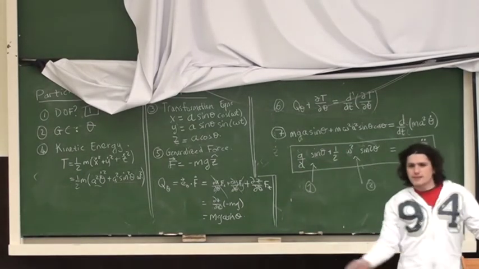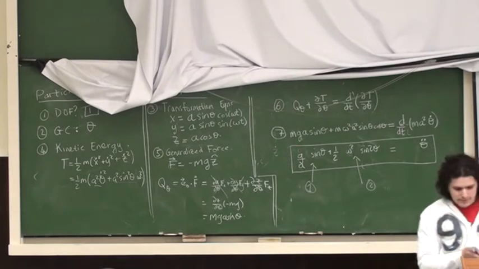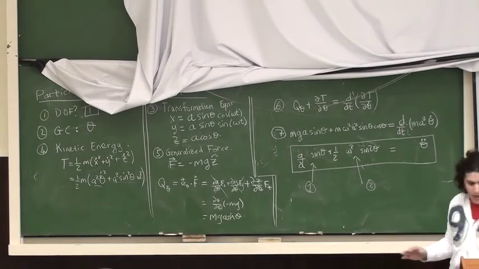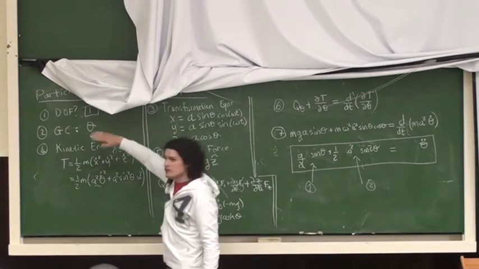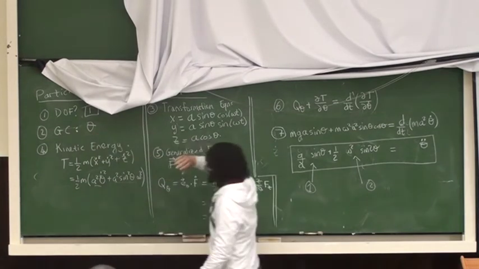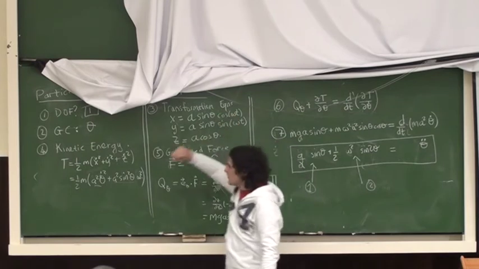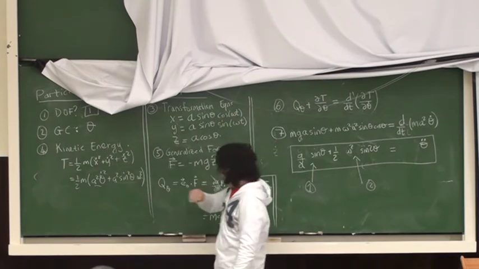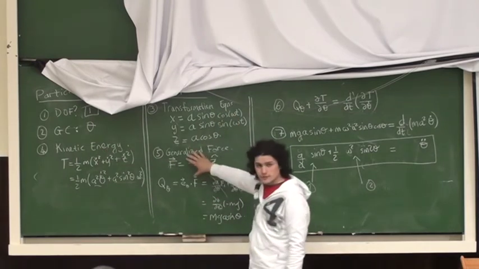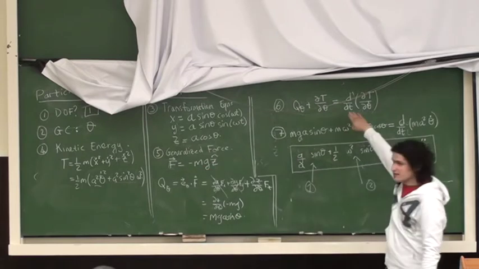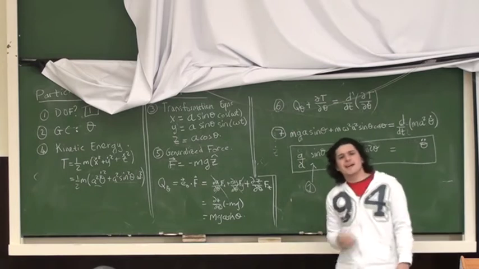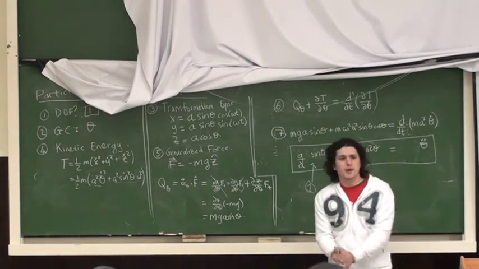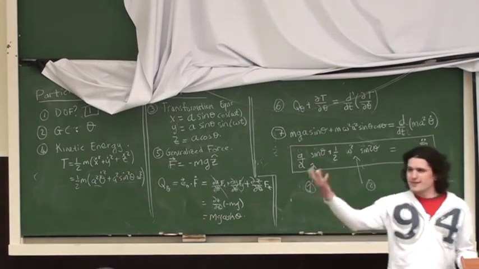That's the procedure. Very algorithmic, very simple, very easy. We always do the same steps. We choose the degrees of freedom, we choose the generalized coordinates, we write down transformation equations, we work out the kinetic energy, we work out the generalized force, we write out our Lagrange equations, we substitute everything, turn the handle, and the equations of motion come out.